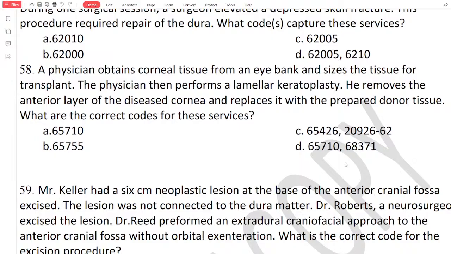58. A physician obtained corneal tissue from an eye bank and sizes the tissue for transplant. The physician then performs a lamellar keratoplasty. He removes the anterior layer of the diseased cornea and replaces it with the prepared donor tissue. What are the correct codes for these services?